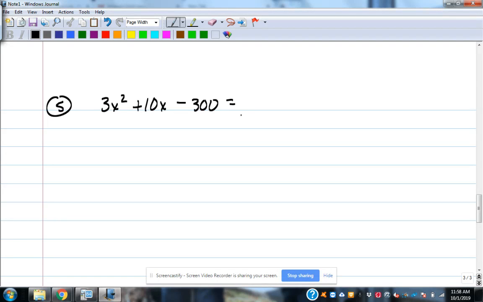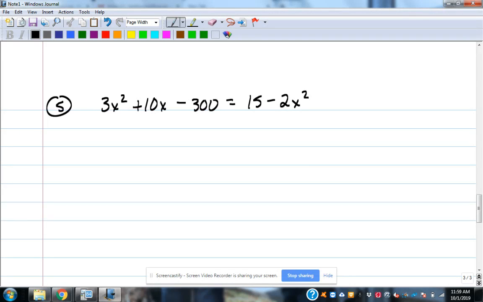3x squared plus 10x minus 300 is equal to 15 minus 2x squared. This one got a lot more stuff in it. Makes it a little bit tougher to do. Okay, combining like terms, what do you mean? Adding the 2x squared to the 3x squared gets rid of that piece. What else? 15.